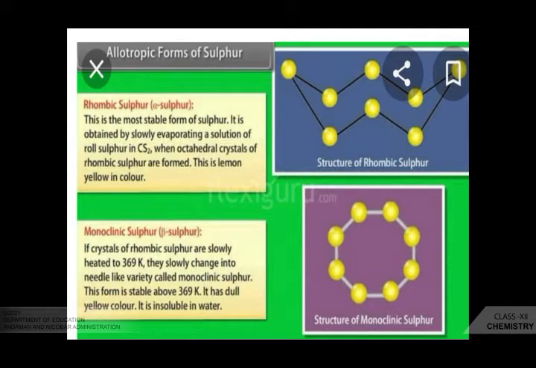Then from rhombic sulfur we can prepare monoclinic sulfur, that is beta sulfur. If the crystals of rhombic sulfur are slowly heated to 369 Kelvin, they slowly change into a needle-like variety called monoclinic sulfur. This form is stable above 369 Kelvin and it has a dull yellow color. It is insoluble in water.